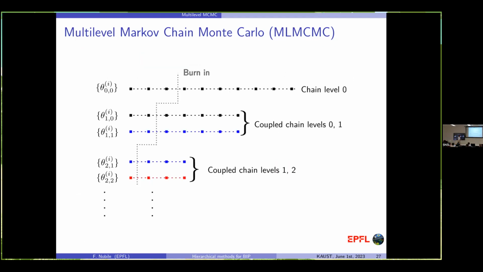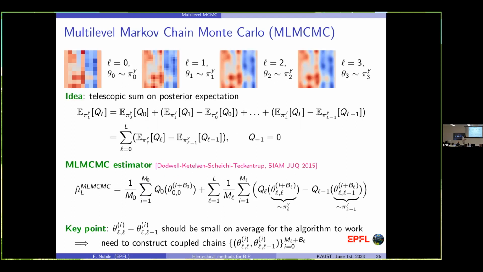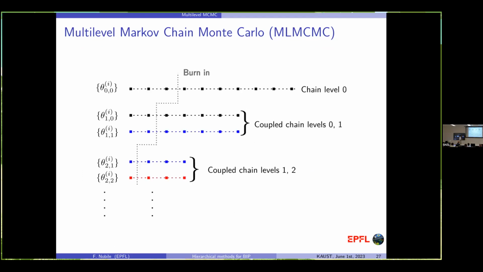So here is another pictorial description of the algorithm. We are running many chains. We start with the chain at level zero, so the coarsest level. This hopefully should be relatively inexpensive. And this will estimate the first term here in this telescopic sum. And then once we have run this chain, hopefully we have gained some idea and some information on the posterior. And then we can start running this next level.